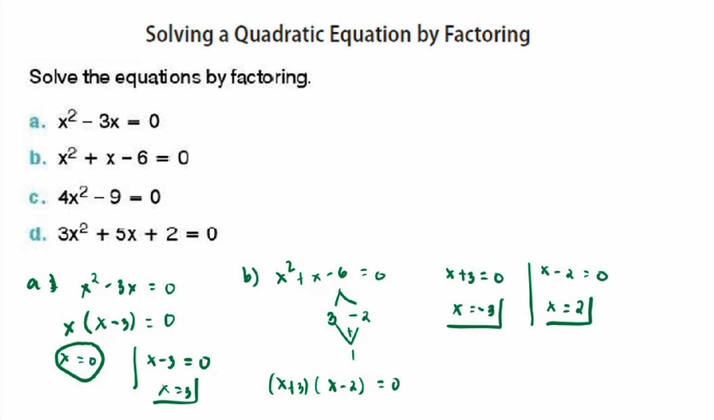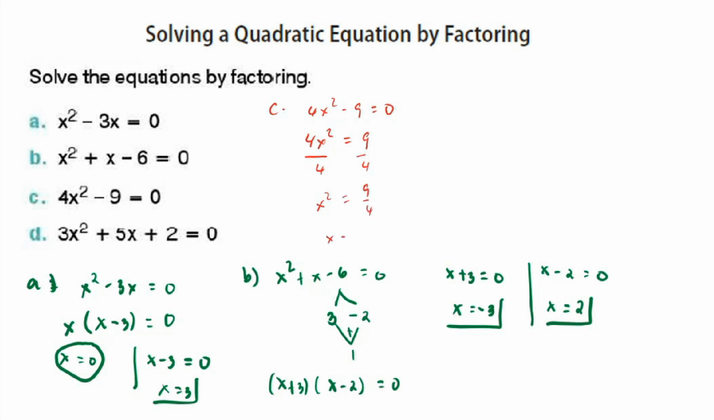Okay, now for letter C, I will just write it here on top. We have 4x squared minus 9 is equal to 0. In that case, I cannot easily factor 4 and 9. What I'm going to do is transpose negative 9 to the right-hand side, and that will become 4x squared equals 9. And then I'm going to divide both sides by 4. So dividing this by 4, we have now x squared is equal to 9 over 4.